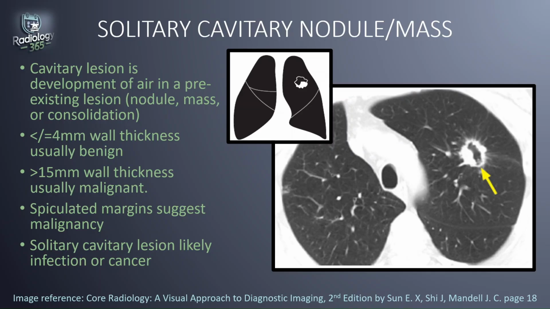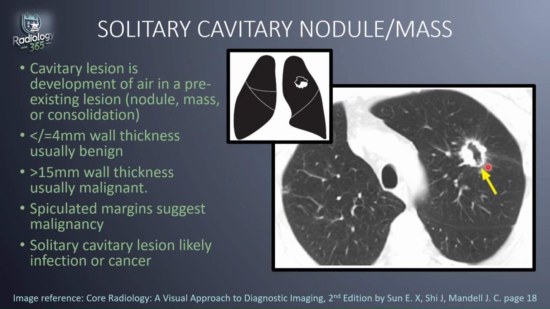When the wall of this cavity is less than or equal to 4 millimeters, it's mostly a benign process going on. However, if the wall thickness is irregular and more than 15 millimeters, you should be thinking malignancy. Not always the case, but mostly malignancy. When you also have spiculations at the outer margins, you should also be thinking of malignancy. By and large, when a solitary cavitary lesion is seen, it's likely an infection or cancer.